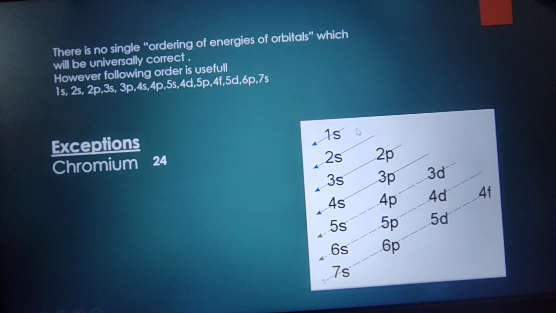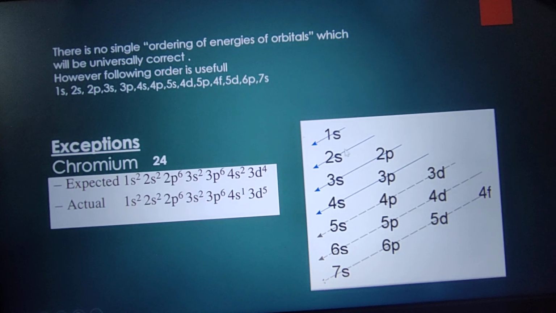And then if we write the electronic configuration, the expected configuration will be 1s2, 2s2, 2p6, 3s2, 3p6, 4s2, 3d4. But in this chromium atom, the actual electronic configuration will be 1s2, 2s2, 2p6, 3s2, 3p6, but 4s1, 3d5. See here, the expected configuration is 4s2, 3d4, but the actual configuration is 4s1, 3d5. We are writing this due to several reasons.